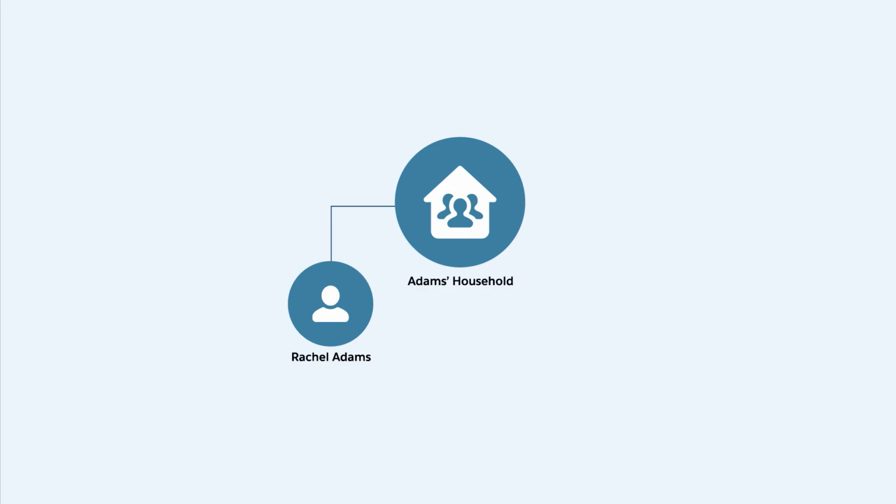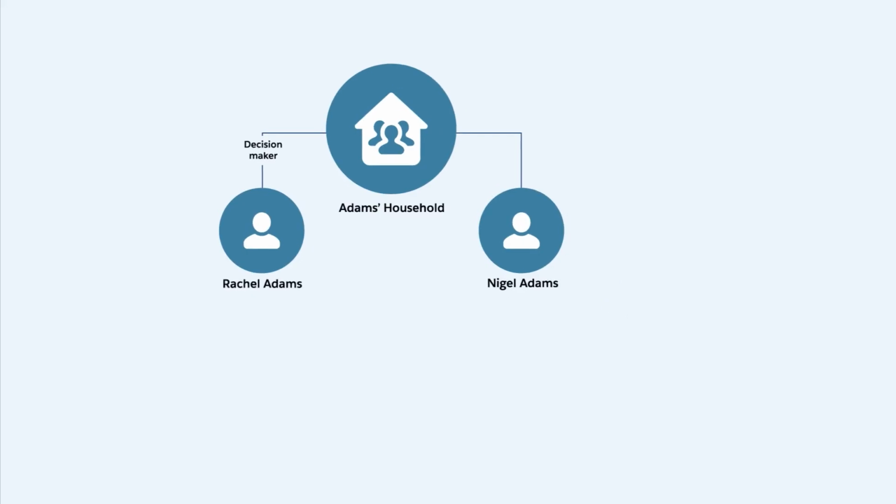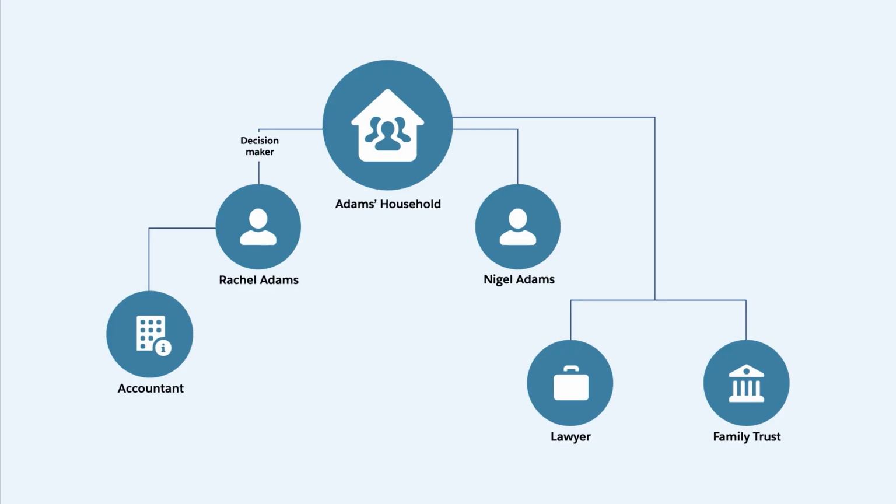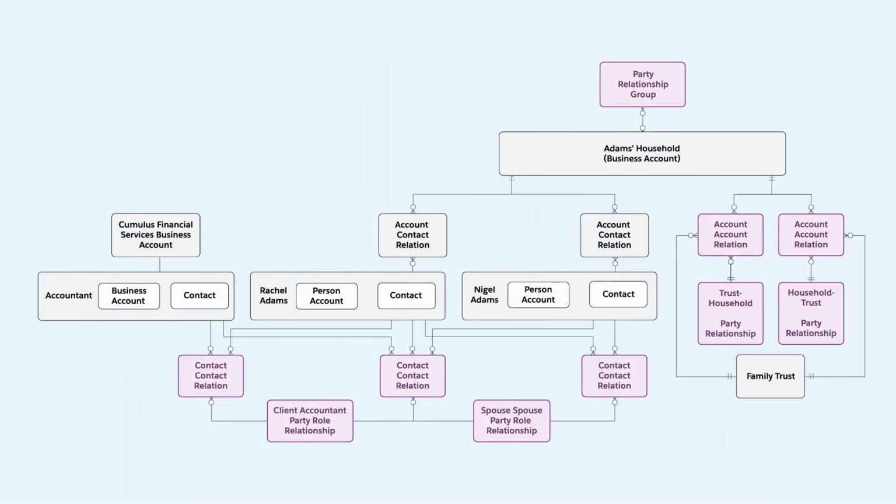Rachel Adams, who lives with her spouse Nigel Adams, is the decision maker of their household. Rachel has an accountant to manage personal financial matters. Adams's household also has a lawyer and Adams's family trust. Now let's understand how Adams's household is represented in Salesforce.